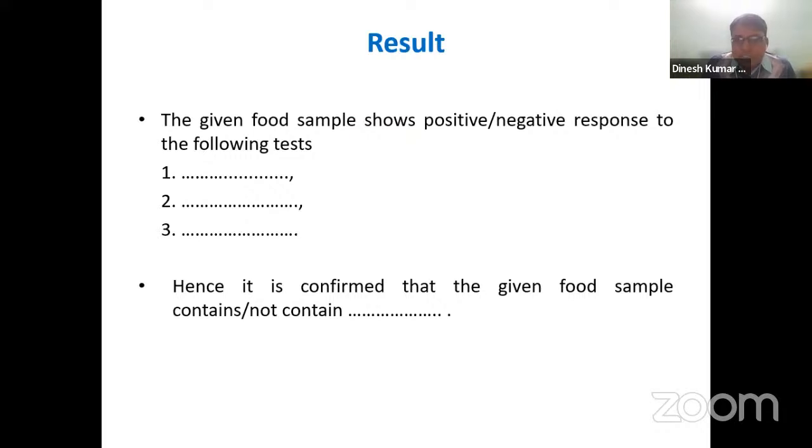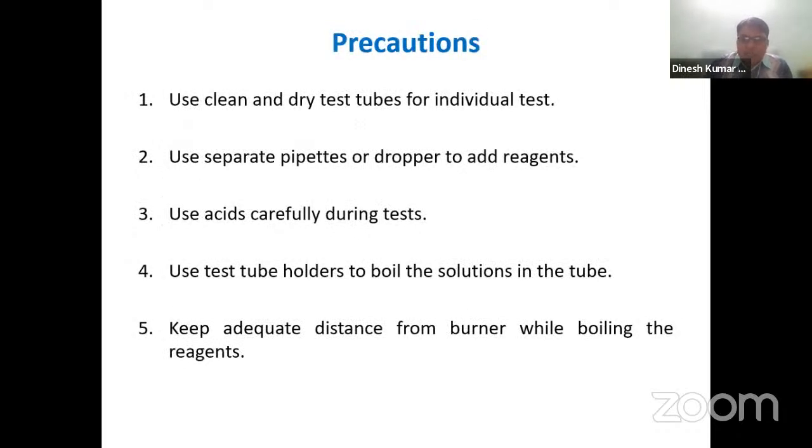So in the result, you can write that the given food sample shows positive or negative depending on what test has been done. The name of the test, whether it is positive or negative, you can write there, and then you can confirm that the given food sample contains or does not contain the particular sugar, like glucose, or fructose, or lactose, or maltose, or sucrose. So these are the observations and the results which can be shown to the students, who will write about the results in the notebook.